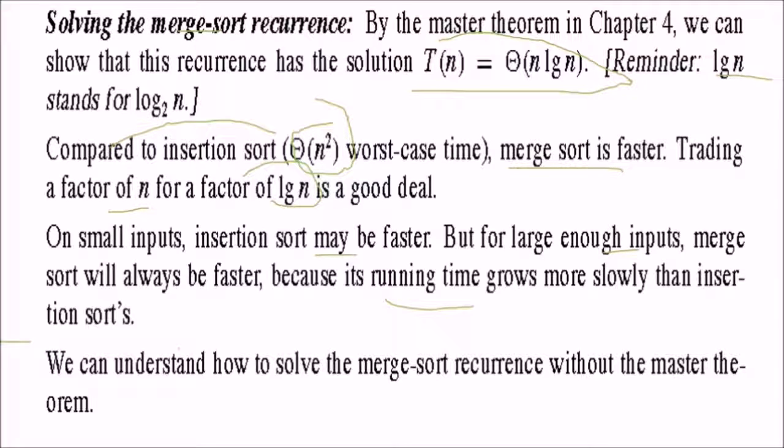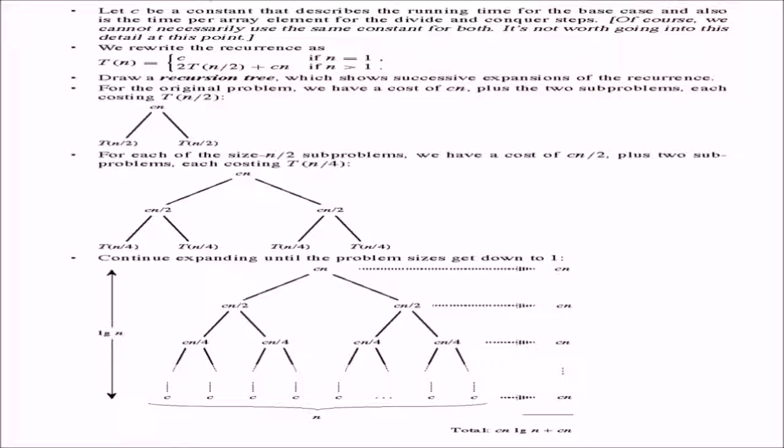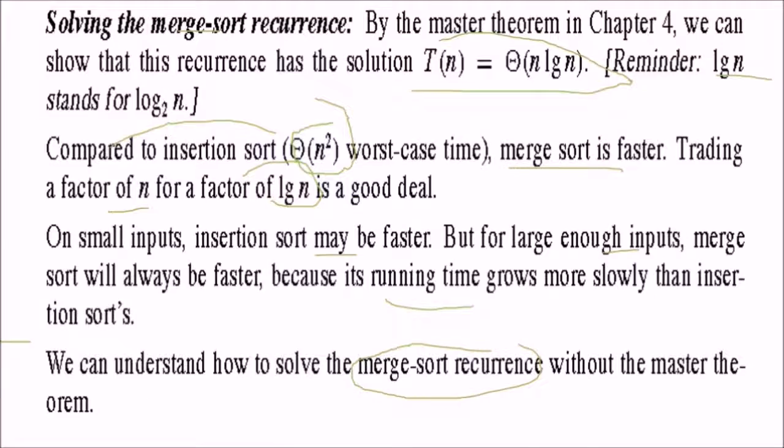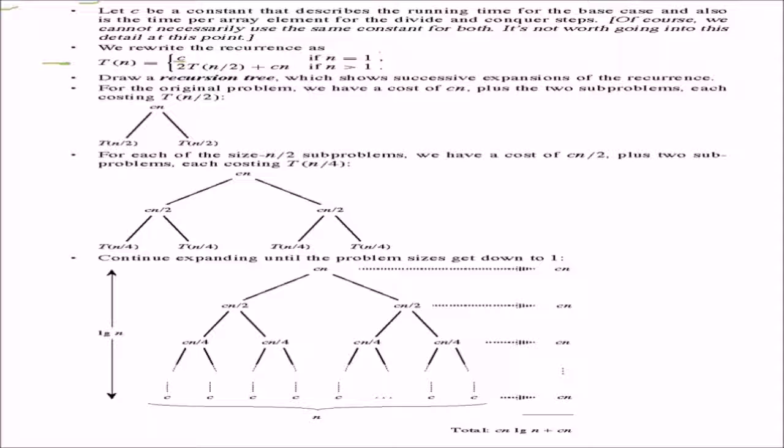So we can understand how to solve this merge sort recurrence without the master theorem. How? Let C be the constant that describes the running time for the base case and also the time per array element for the divide and conquer steps. So we rewrite our recurrence relationship from here. This would be C for n equal to 1, and 2T(n/2) plus cn for n greater than 1. So we are not using the master theorem here. Actually, the master theorem has come from this only.